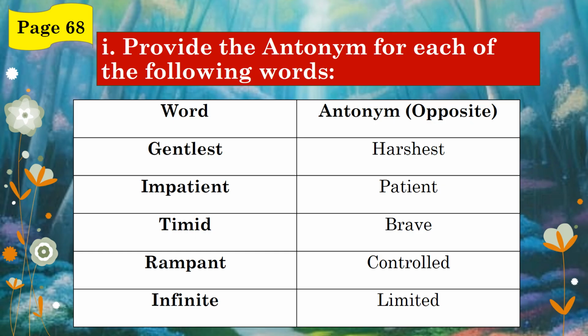Timid, the opposite is brave. Timid means shy or fearful, and brave means bold and courageous. Rampant, the opposite is controlled. Rampant means wild or out of control, while controlled means calm and managed. Infinite, the opposite is limited. Infinite means never-ending, but limited means there's a boundary or end. Learning antonyms helps us build a stronger vocabulary, and it makes our writing more powerful.